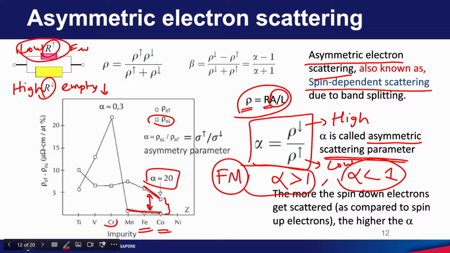If you take chromium, for example, here it is the other way: alpha is less than 1, 0.3. This is a European notation, they use a comma for the full stop, so this is 0.3 for chromium. I think that is all we need to take from this slide. We do not need to worry about beta here. So, we have two paths for spin up and spin down, and the total resistance will be like two parallel resistances.